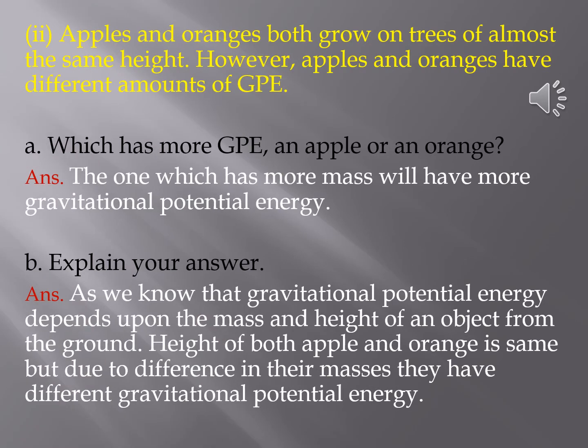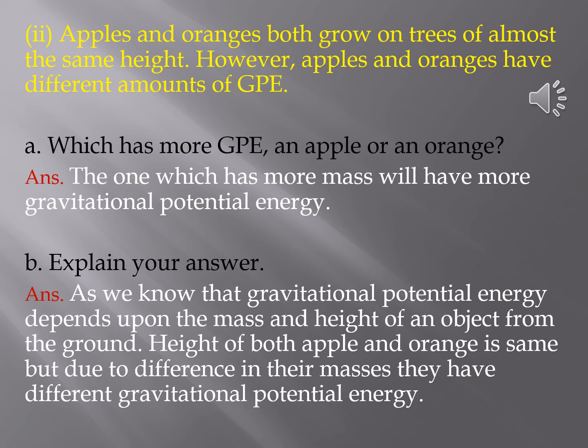Part 2. Apples and oranges both grow on trees of almost the same height. However, apples and oranges have different amounts of gravitational potential energy. Part A. Which has more gravitational potential energy, an apple or an orange? Its answer is, the one which has more mass will have more gravitational potential energy. Part B. Explain your answer.